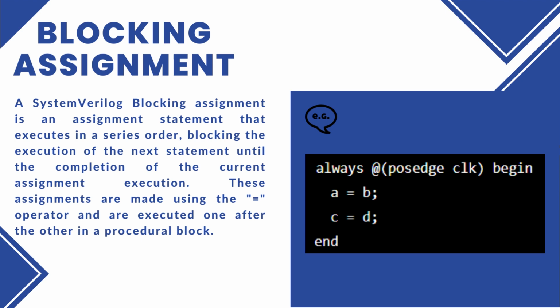Inside the block, we have two SystemVerilog blocking assignments, A = B and C = D. The program will execute the A = B assignment first, and then move on to the C = D assignment only after the A = B assignment is complete. So that's a basic overview of SystemVerilog blocking assignments. They are a simple but important concept in digital design that ensures the program executes each statement in the order they appear in the code.